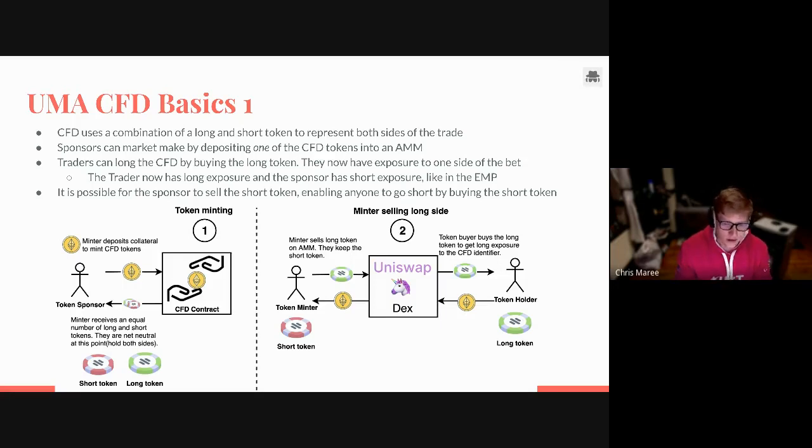tokens. You could then choose to sell the long side of this token, and the person who buys it will then have long exposure. And because you've sold the long side as a minter, and you still hold the short side, you're then short this product.